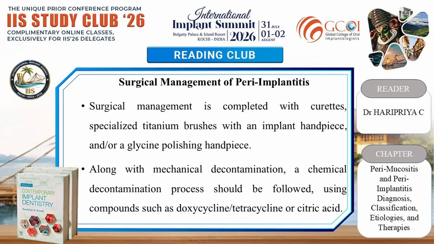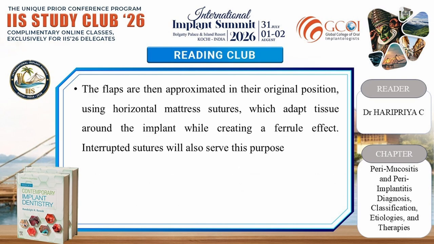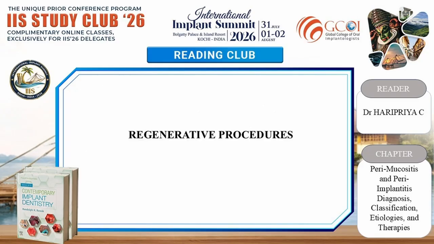Surgical management of peri-implantitis. Surgical management is completed with curettes, specialized titanium brushes with an implant handpiece, and/or a glycine polishing handpiece. Along with mechanical decontamination, a chemical decontamination process should be followed using compounds such as doxycycline, tetracycline, or citric acid. The flaps are then approximated in their original position using horizontal mattress sutures, which adapt tissue around the implant while creating a ferrule effect. Interrupted sutures will also serve this purpose.